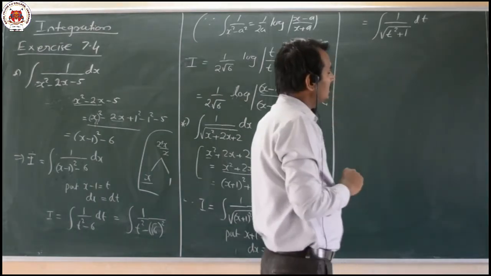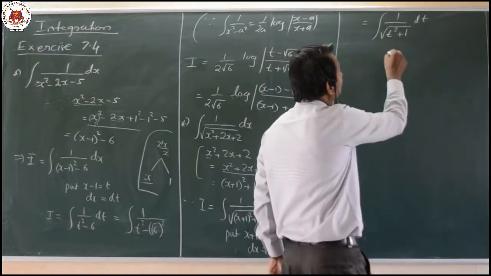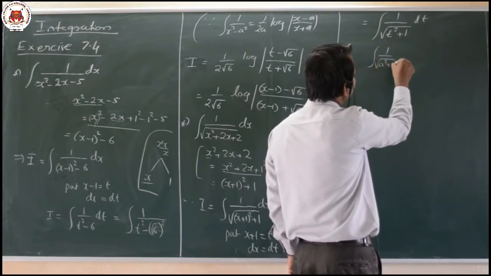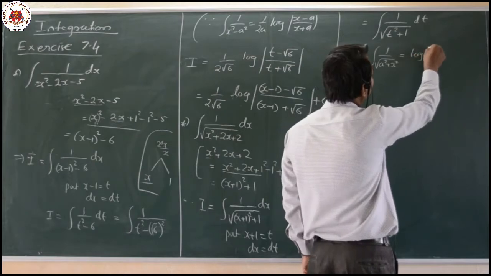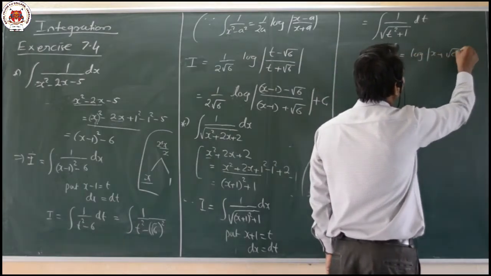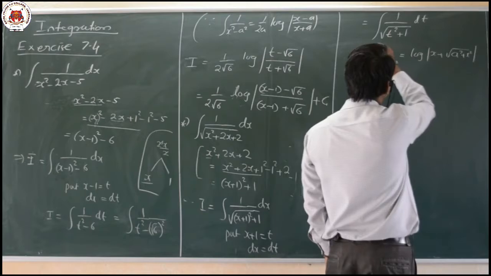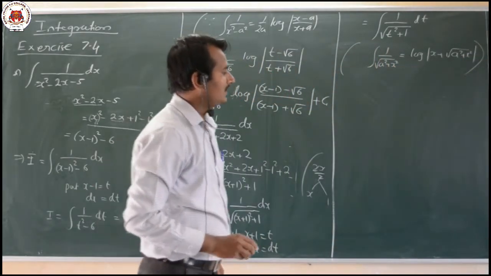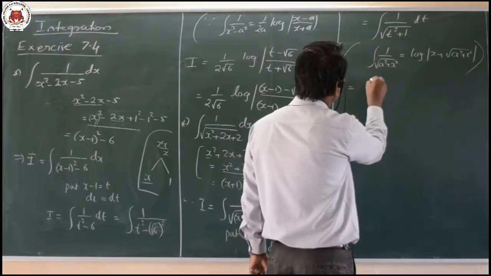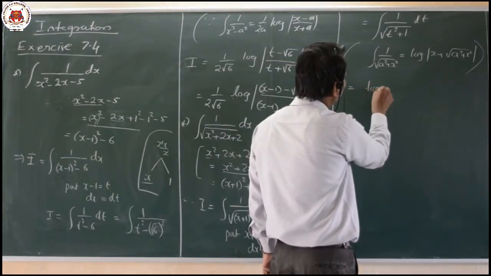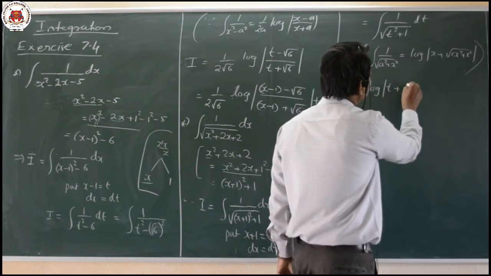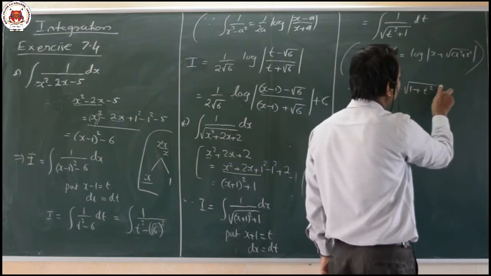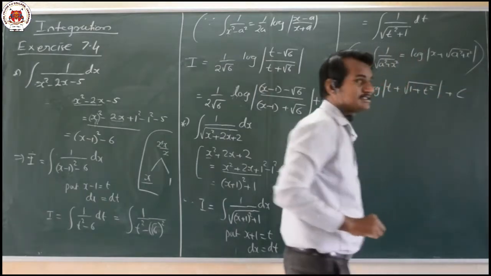Now which formula does it have? That is x square plus a square. That is, the integration of 1 divided by root of a square plus x square, that is nothing but log of x plus root of a square plus x square. This particular formula we have to make use of here. So that is equal to log of t plus root of 1 plus t square plus an integral constant c here.